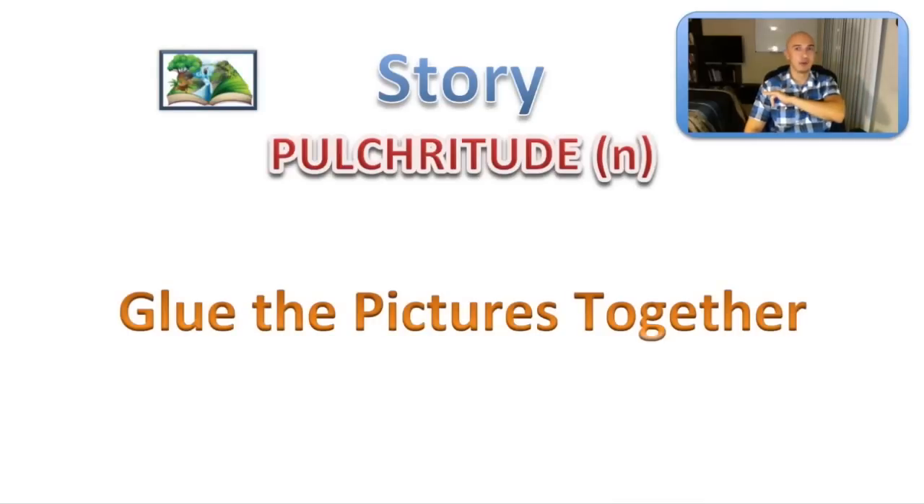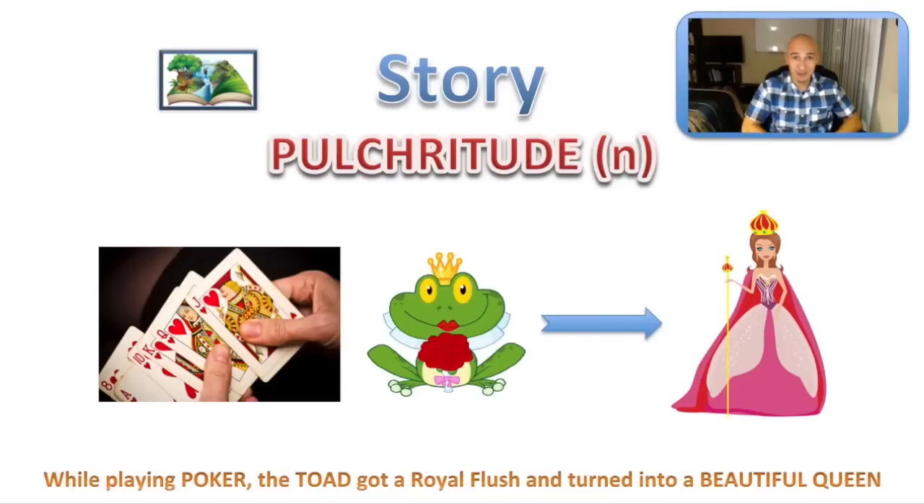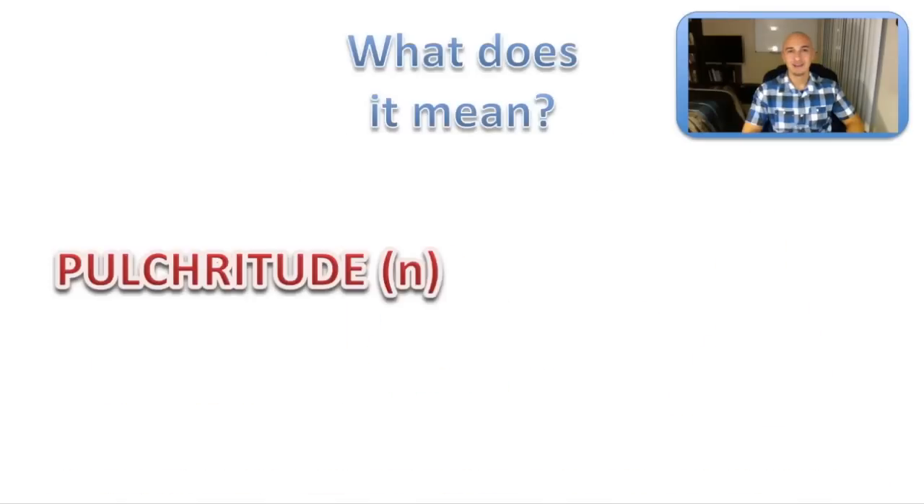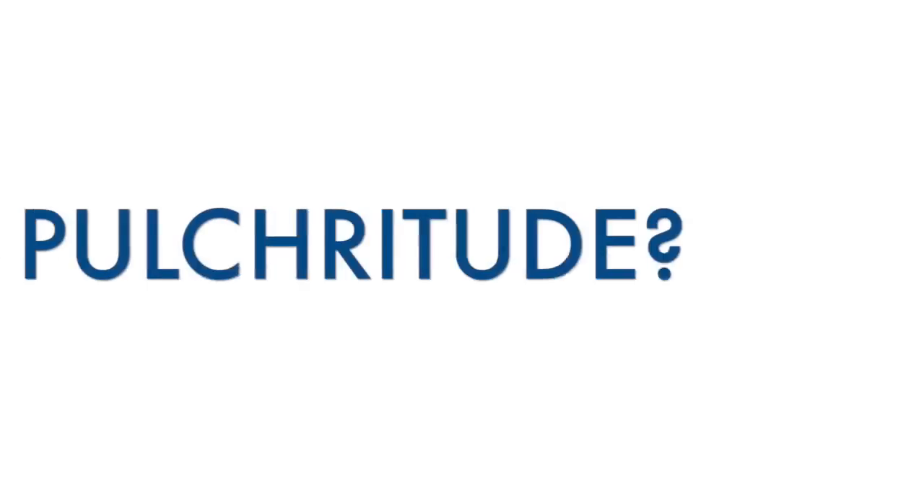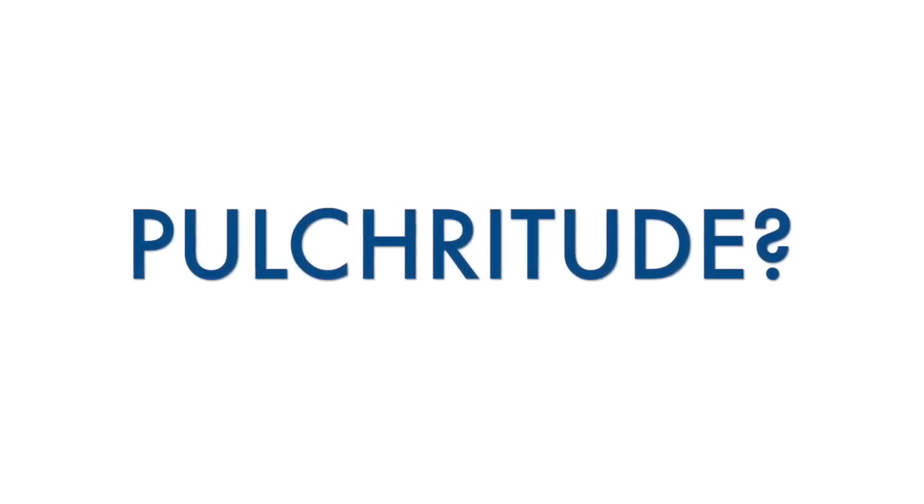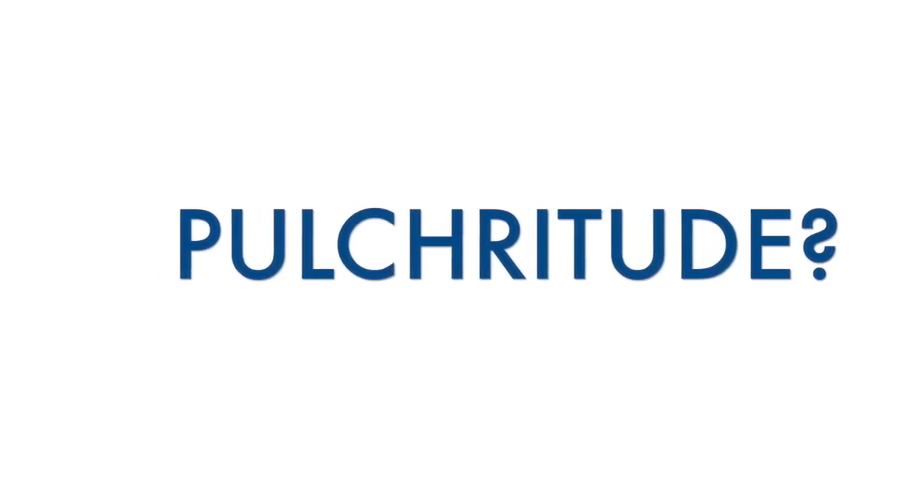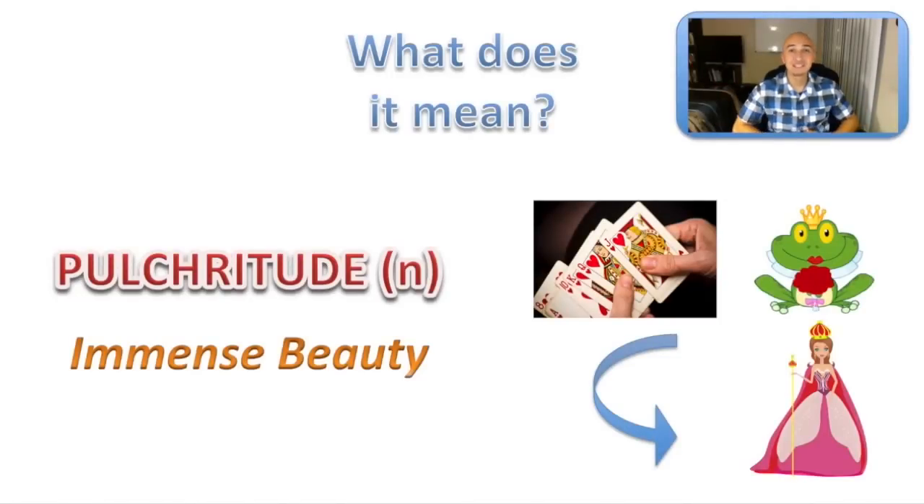Now, the story. We have the picture for the word and the picture for the definition. Mesh them together, create a little story, and it goes something like this. While playing poker, the toad got a royal flush and turned into a beautiful queen. So what does pulchritude mean? That's right, pulchritude means immense beauty. We turned pulchritude into poker cards and a toad, and then linked that to a beautiful queen. So that means immense beauty, right?